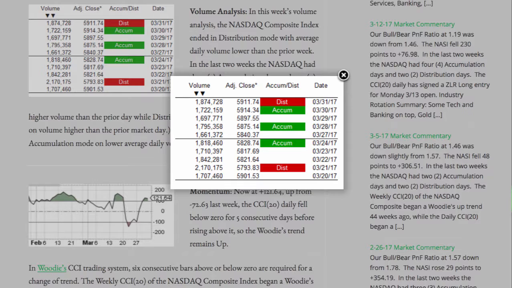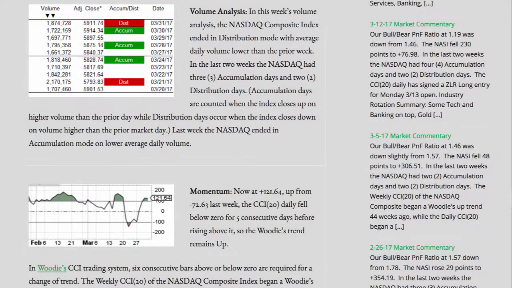Volume analysis. In this week's volume analysis, the Nasdaq Composite Index ended in distribution mode, with average daily volume lower than the prior week. In the last 2 weeks, the Nasdaq had 3 accumulation days and 2 distribution days. Accumulation days are counted when the index closes up on higher volume than the prior day, while distribution days occur when the index closes down on volume higher than the prior market day. Last week, the Nasdaq ended in accumulation mode on lower average daily volume.